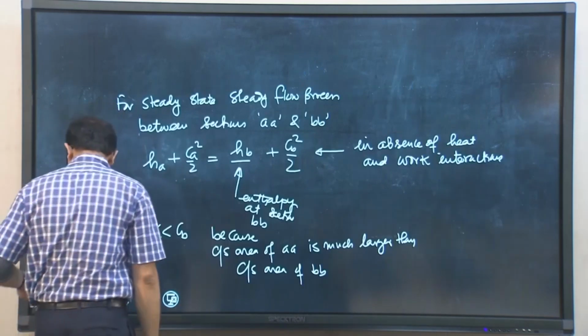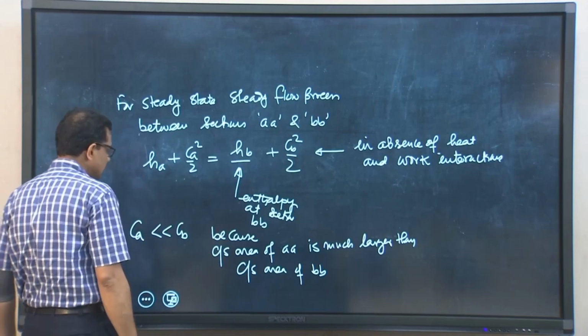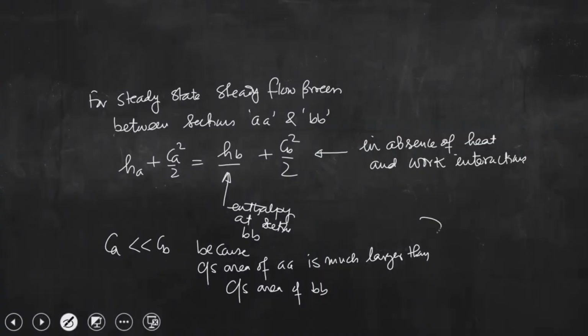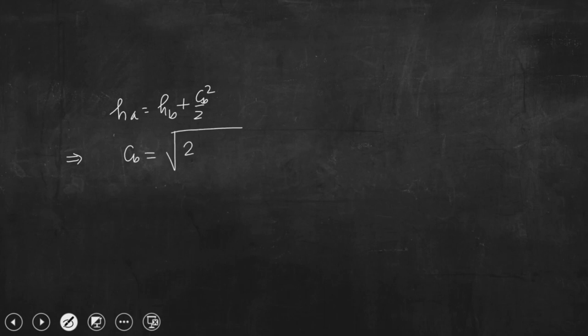So, this is what we have written. Basically, if this is the case, the consequence is that we can write C A is almost equal to 0 as compared to C B. So, what we can write? We can write H A equal to H B plus C B square by 2, and from there we can calculate C B equal to root of 2 into H A minus H B.